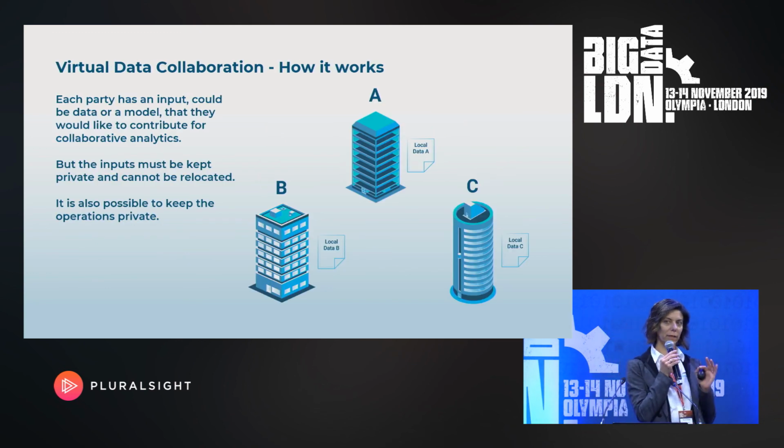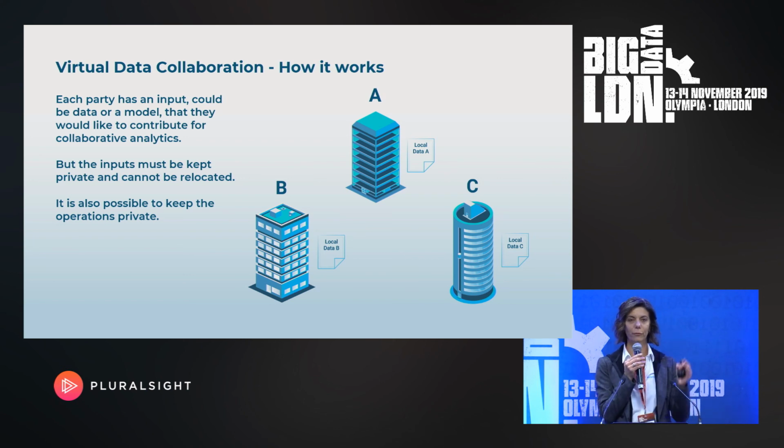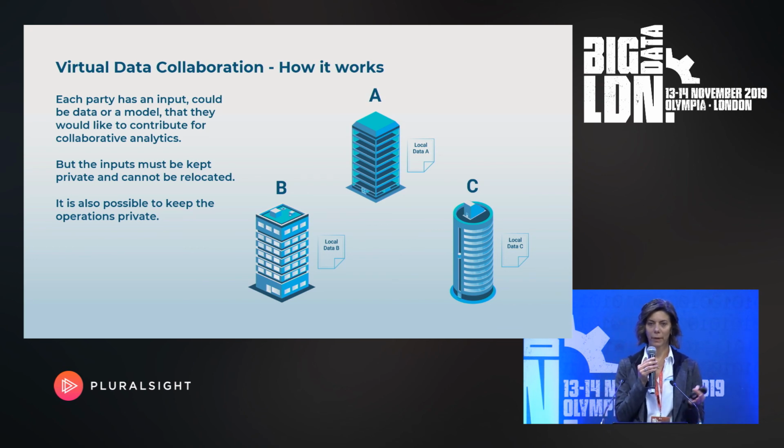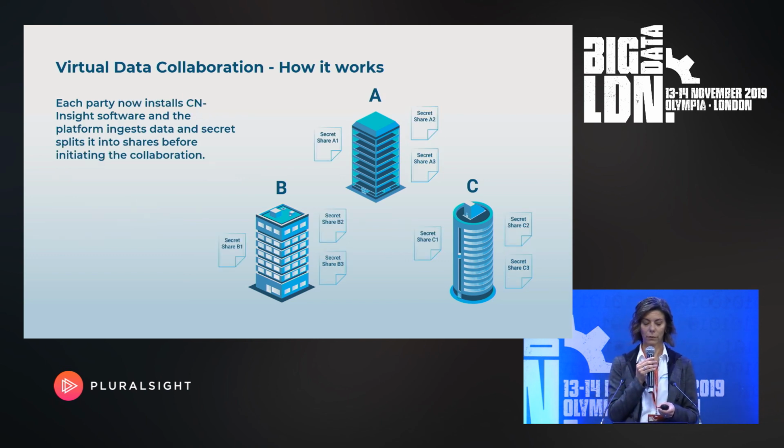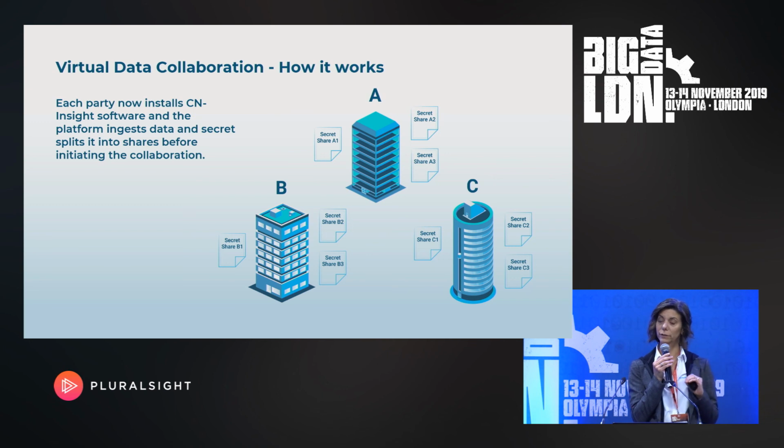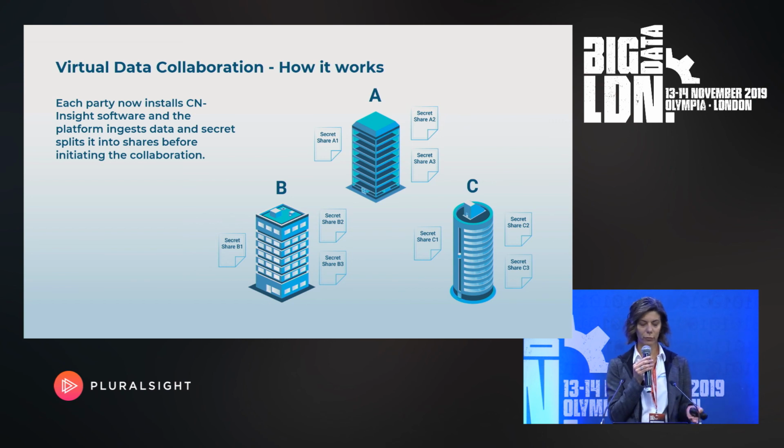So how does it work? Let's walk through a simple scenario. Let's say you have 3 businesses and they have data and they all want to work together. Again, this could be divisional, departmental, or international. So the data can't be moved and it has to be kept secret. The first thing we do is our software gets installed in each location, which will ingest the data, and then we'll use a splitting technique in order to create secret shares of the data. You create the same number of shares as you have collaborative parties. So if you have 3 parties, you have 3 shares.